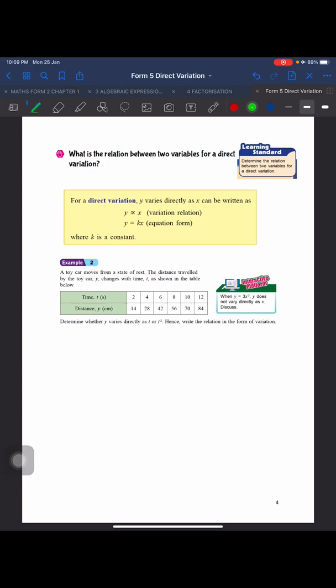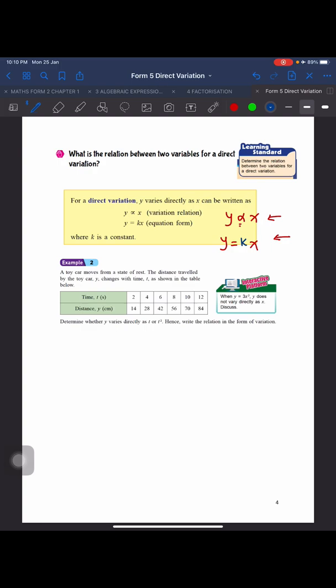When you look at this part, first you have y varies directly as x. When you change this form into the equation form, look what will happen. This symbol will become equal, and then x. And then you must always remember that there will exist this constant. So y = kx. Each time you convert the variation relation into the equation form, you must know that there will be another constant, k.